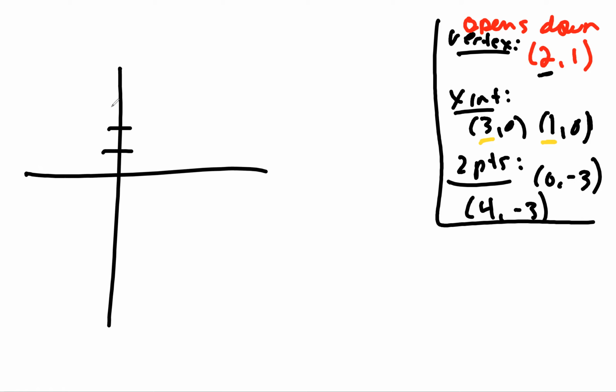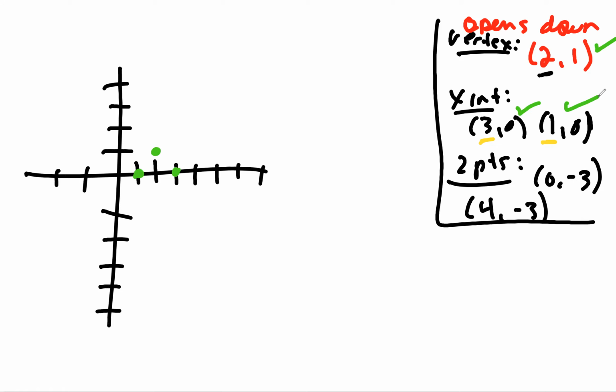Here's my graph. The first thing I want to do is graph my vertex, which is 2, 1. So I start at the origin, I go over 2, I go up 1. Okay, there's my vertex, check. Then I want to graph my 2 x-intercepts, which are 1, 0, and 3, 0. Okay, check, check, got it.